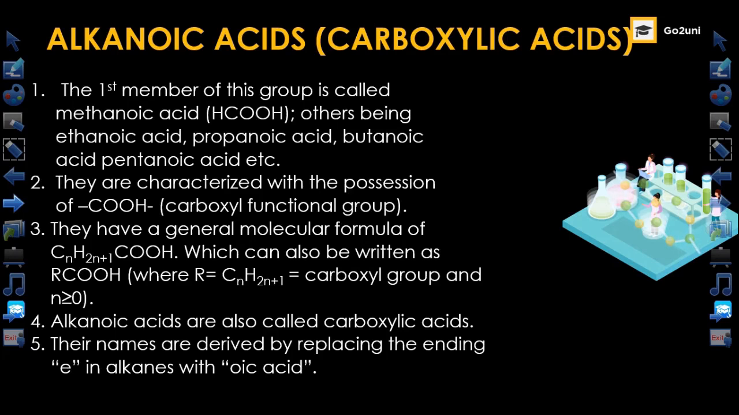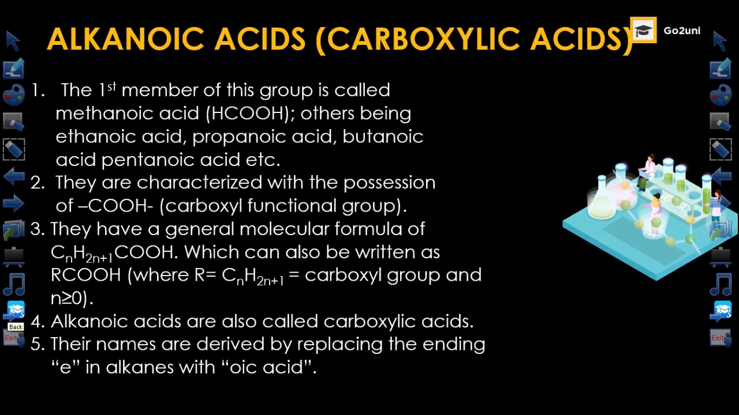And they can also be written as CnH2n+1COOH, where n is greater than or equal to 0 this time around, not 1, but 0. Alkanoic acids are also called carboxylic acids, we've said that, and their names are derived by replacing the last letter E in alkanes with oic acid. So when the E in alkanes is replaced with oic acid, we have the compound called alkanoic acid.